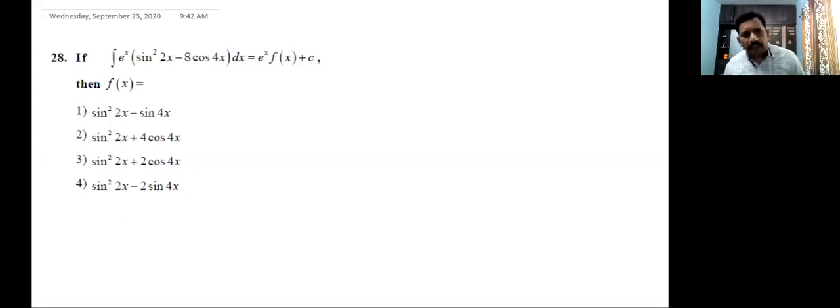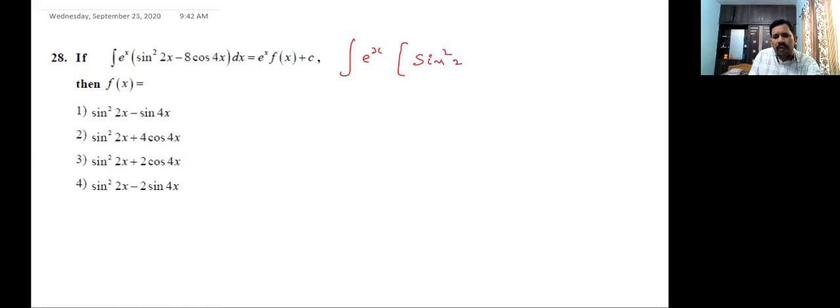Now, in the previous class we completed up to 27 problems. Now, this is the 28th question. This is also the integration of e power x into f of x plus f dash of x dx model. Observe the question. How to do this integration: e power x into sine square 2x?